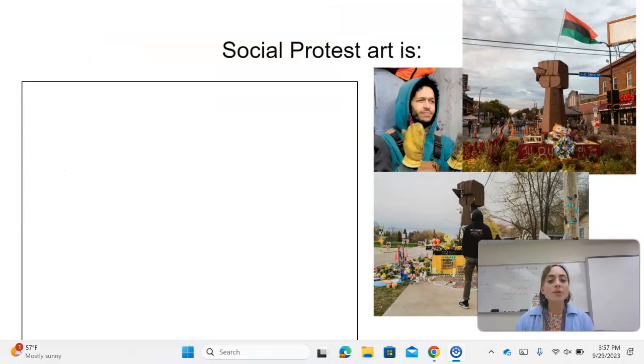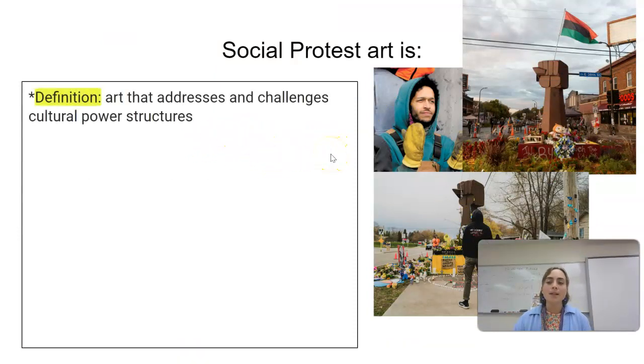So I'm about to give you the definition. I want you to write this down in your notes. The definition of social protest art is art that addresses and challenges cultural power structures. So write this down and also take a moment to think about, what do you think cultural power structures might mean?